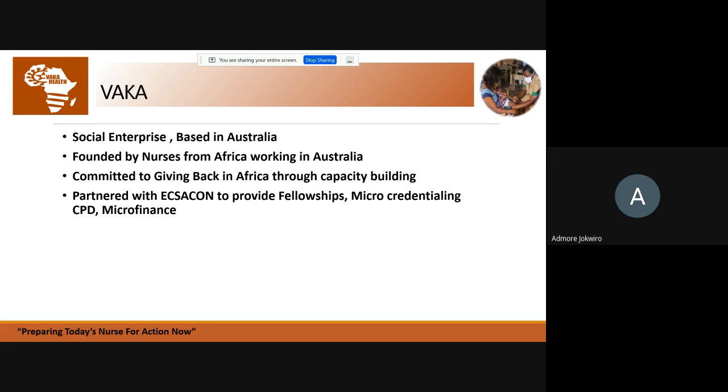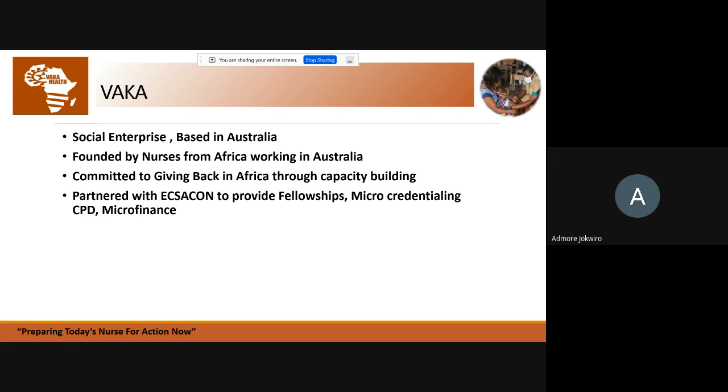Then VACA Health Foundation, from which I come from, is a social enterprise based in Australia, where it operates as a charity, and it was founded by nurses from Africa who are actually working in Australia. So they are the diaspora, really, in Australia, and they are committed to giving back in Africa through capacity building. VACA is an African word, which is common in the Bantu languages, like Kiswahili, Shona, and other languages, and it means to build.